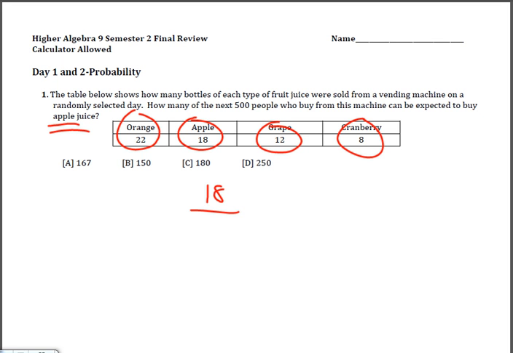18 out of 60. Now, why do we do 18 out of 60? Because it's what you want over what things were possible. All the things that were bought were 60 things, and 18 of them were apples. So I divide that and I get a decimal. Then what do you think I should do with the decimal? Times it by 500. That's all there is to it.